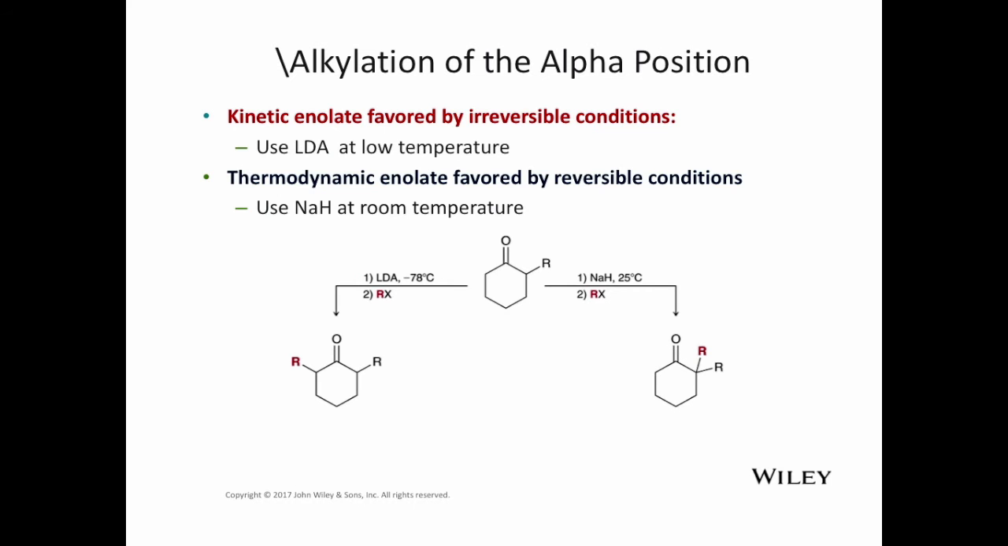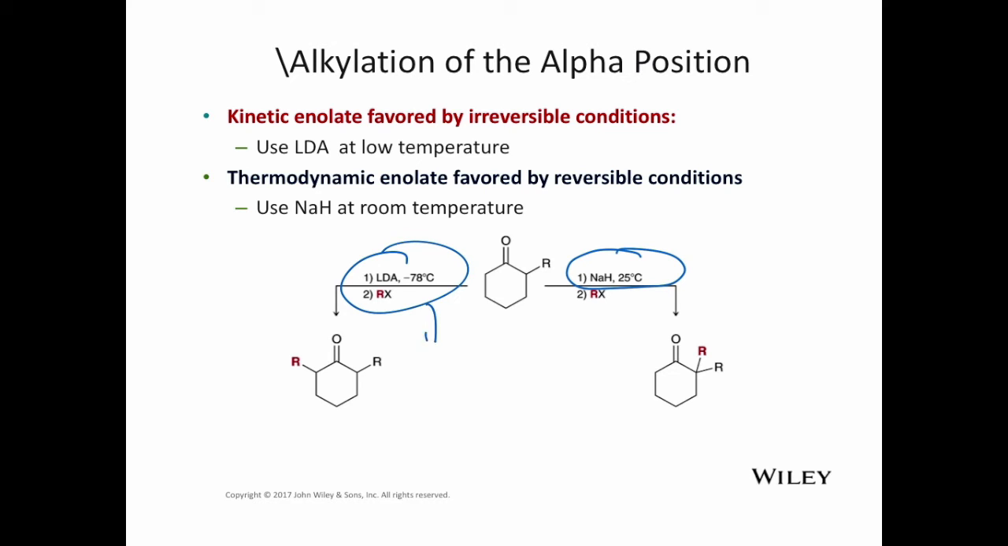So you can favor one over the other by using a particular set of reaction conditions. So if you want to favor the kinetic, you're going to use LDA at cold temp, minus 78 degrees, which you can achieve in a dry ice acetone bath. And if you want to instead favor the thermodynamic, you're going to use sodium hydride at room temp.